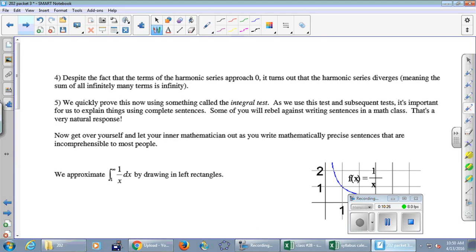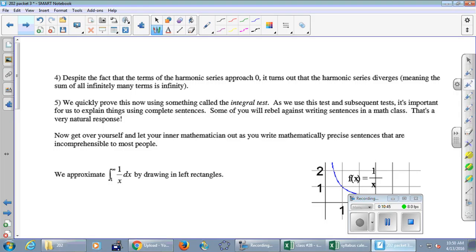All right, number 4. Despite the fact that the terms of the harmonic series approach 0, it turns out that the harmonic series diverges. If you add those terms forever and ever and ever, you will get bigger than any number you can name. It goes to infinity.